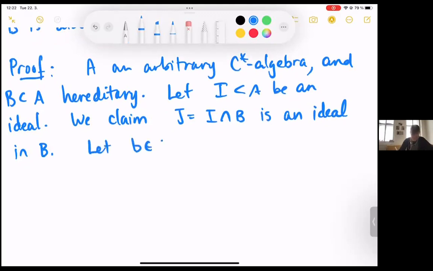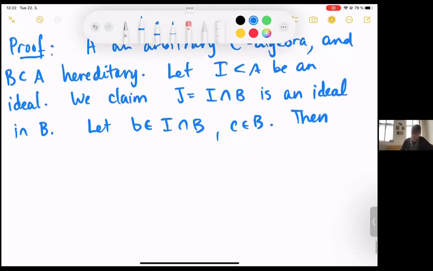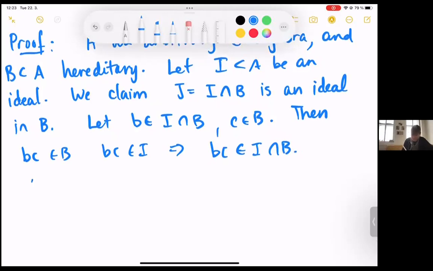We need to show that it's an ideal. So let's take some b in I intersection B and c in B. Well, then bc, that's clearly in B, and it's clearly in I because it's an ideal. And obviously the completely analogous thing tells us that cb is in I intersection B. So indeed, it is an ideal.